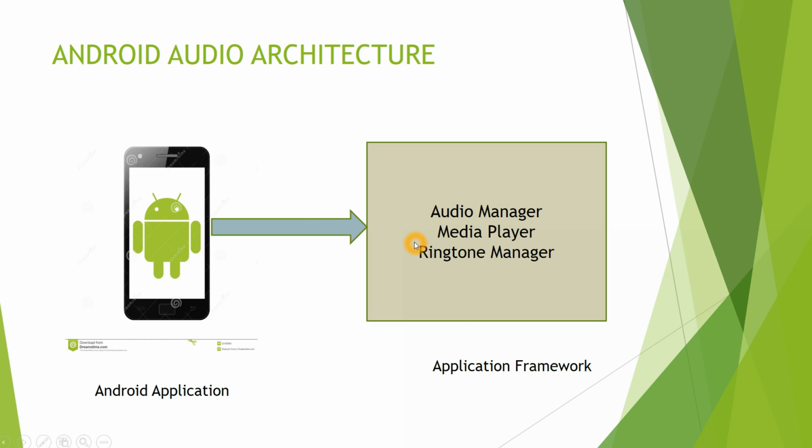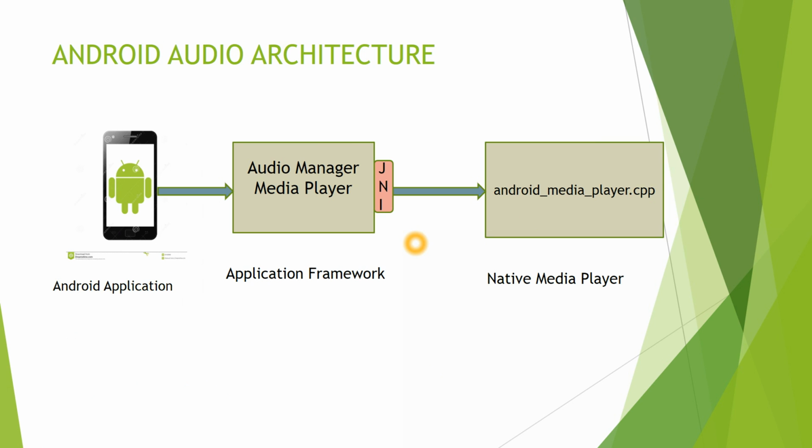From this application framework, the requests go to the native media player with the help of JNI, or Java Native Interface. JNI is associated with the Android.media package. It will call the lower level native code to access audio hardware. So JNI will connect the application framework with C++ implementations. For example, all our application framework we write in Java. So this JNI helps in converting those Java-written programs to their C++ implementations which are present in the native media player. The native framework will provide the native equivalent to the Android.media package.